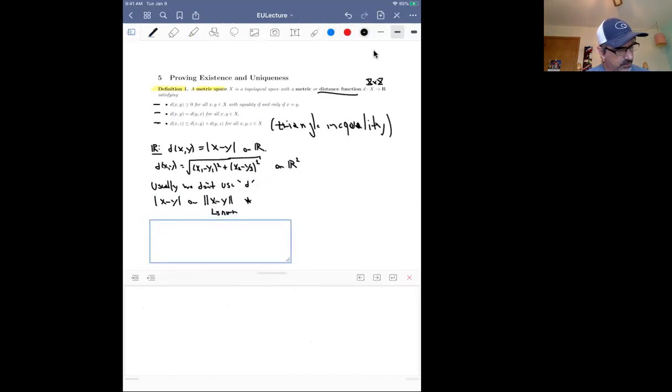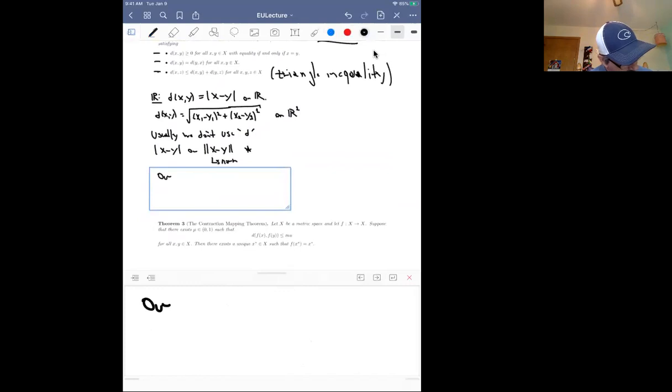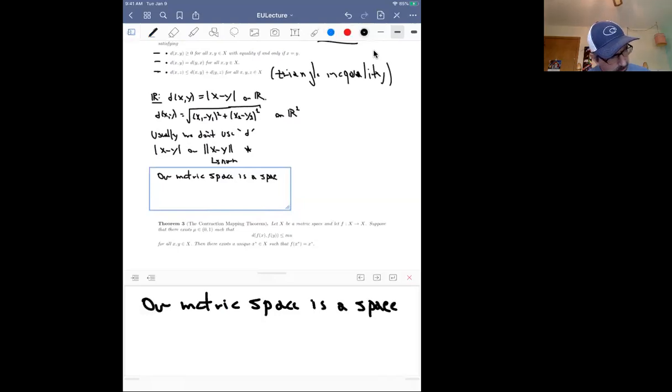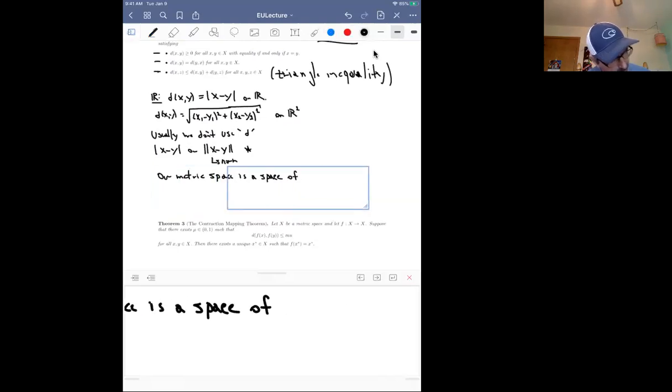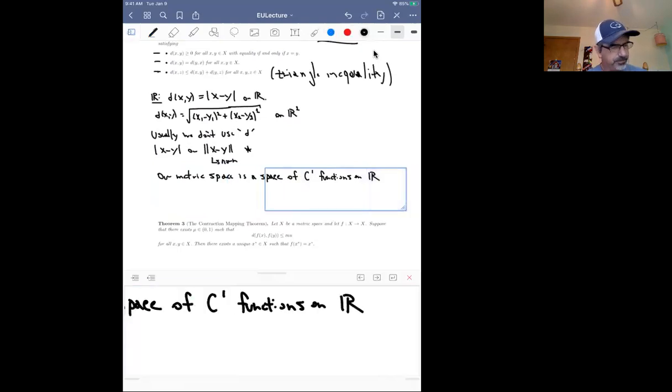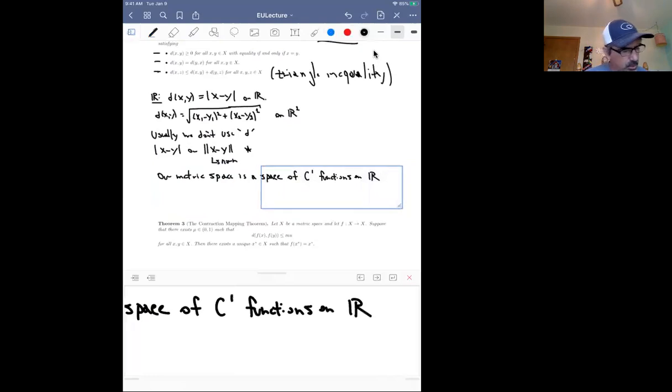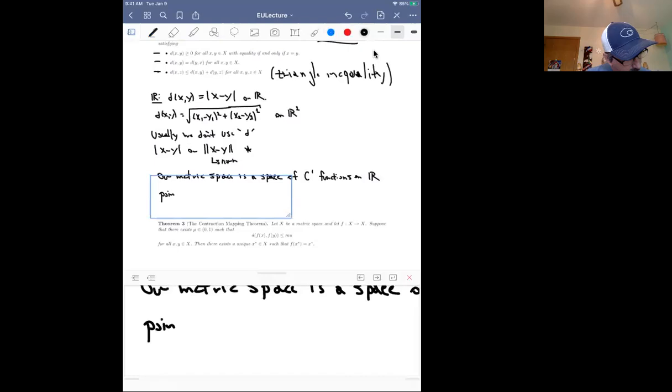Finally, my last note is that our metric space is a space of C1, so that's continuous with a continuous derivative, functions on R. So our metric space consists of functions. In other words, points are functions.